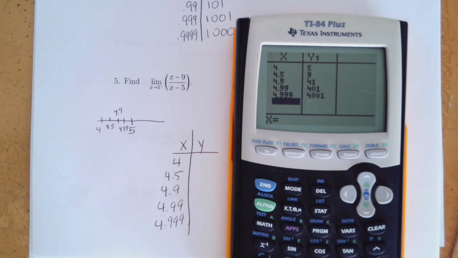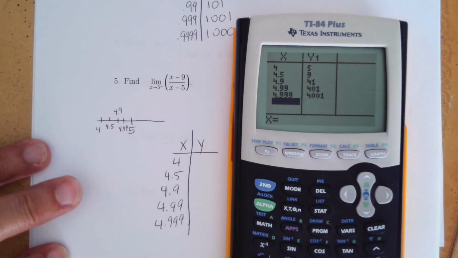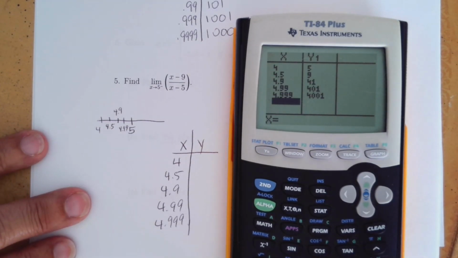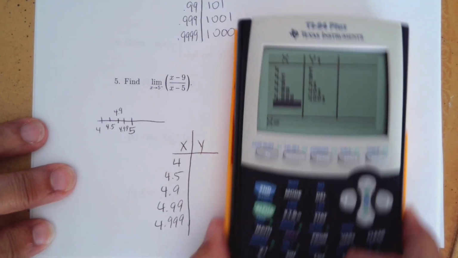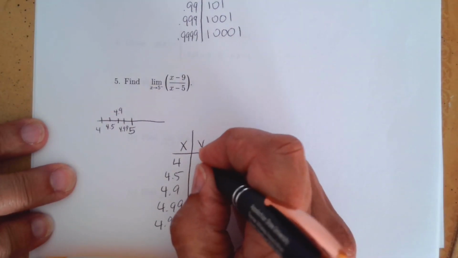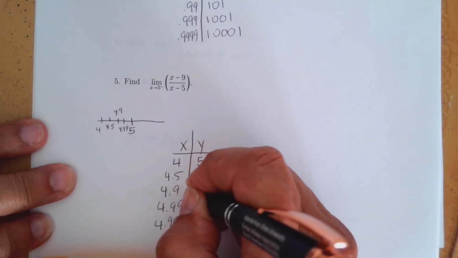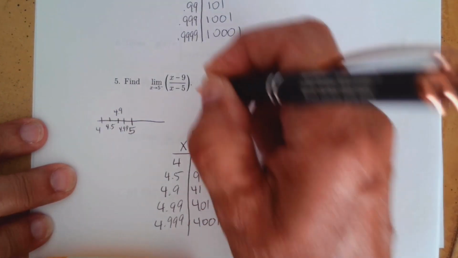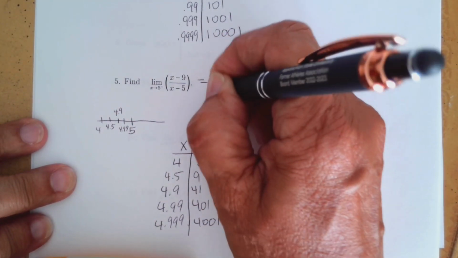Okay, again, notice that these numbers are growing largely. They're not getting close to anything in particular. They're getting bigger and bigger and bigger. So that's another one that's going to go to positive infinity. No matter how close I get to 5 without going to 5, these numbers are going to keep growing. Okay, so we got 5, 9, 41, 401, 4,000. So this would go to positive infinity.